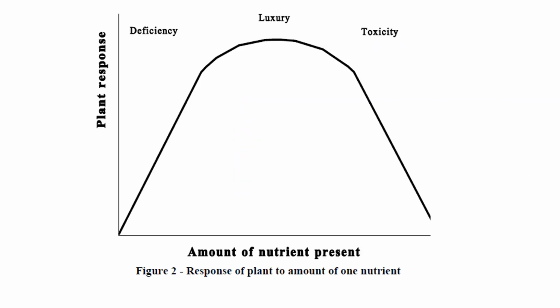Now, for plants to grow, there are what we call three phases: deficiency, luxury, and toxicity. In this graph, you have the plant response and the amount of nutrient present. When there is little to no nutrient present, there is a deficiency, and plant response is also low. But when you increase the nutrients present, plant response goes up to a peak. That is what we call the luxury.